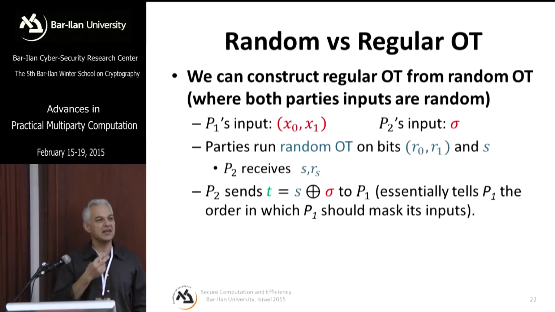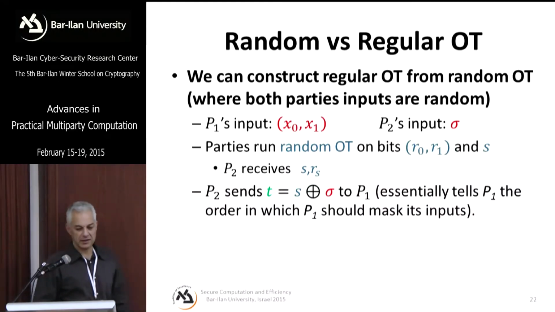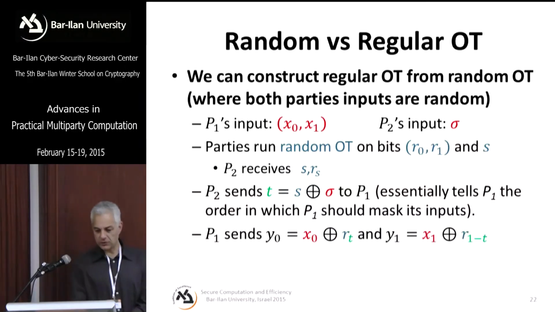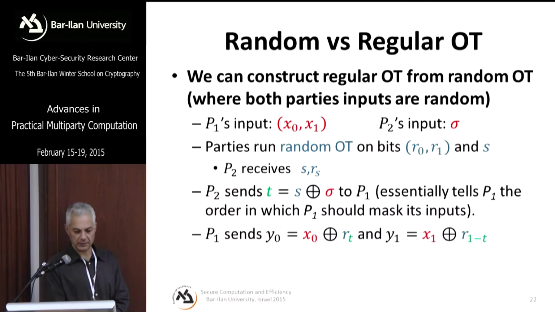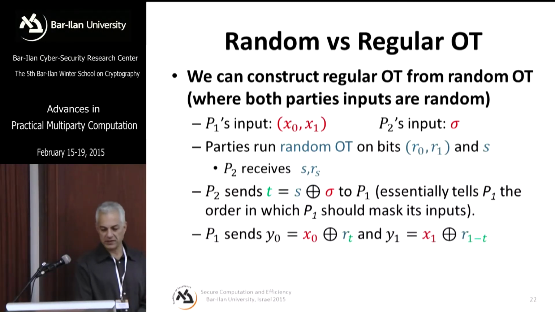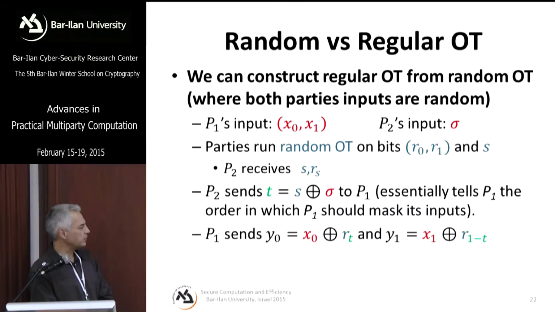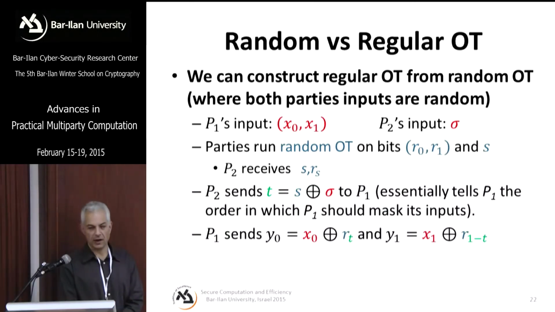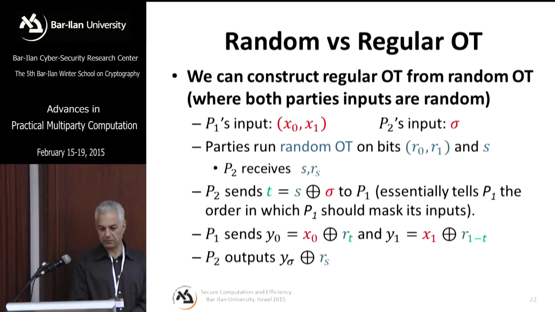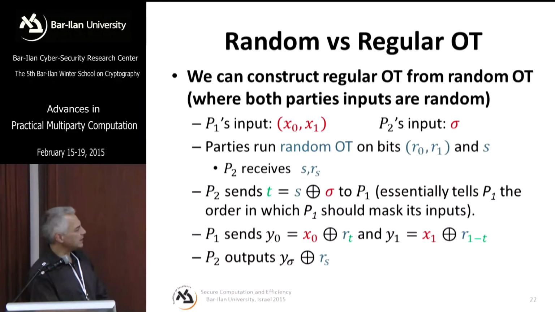So essentially what this T is going to tell us, when you want to implement a regular OT from this random OT, is whether P1 should reverse the order of its inputs or not. And I'll show you how to do that. After P1 receives this bit T, what he sends to P2 is Y0, which is the encryption of X0 with the pad T, and Y1, which is the encryption of X1 with the pad minus T. And P2 can decrypt it. So let's see what happens here.